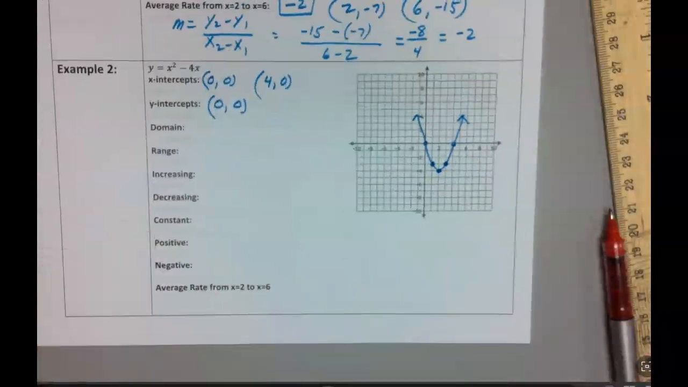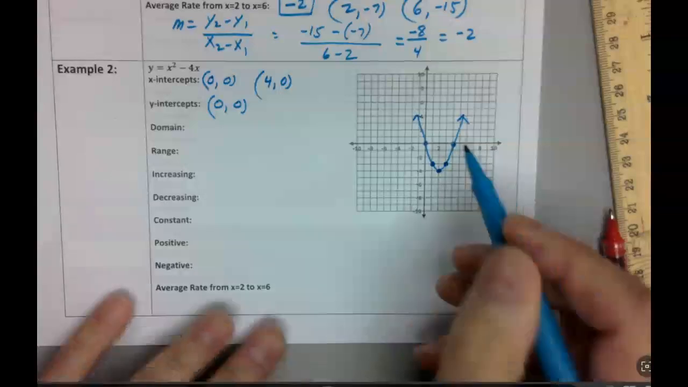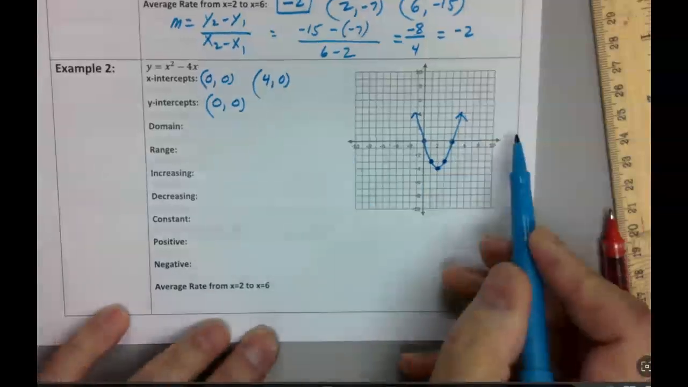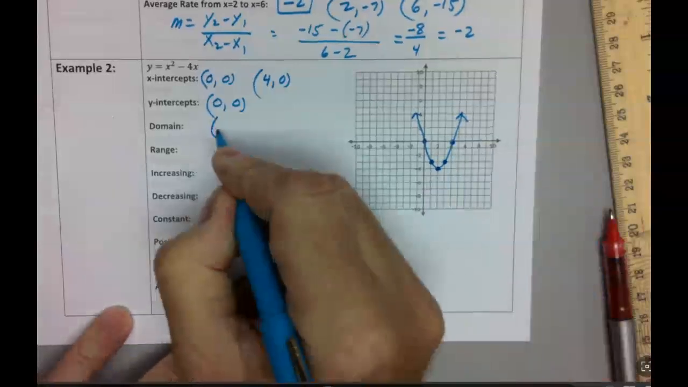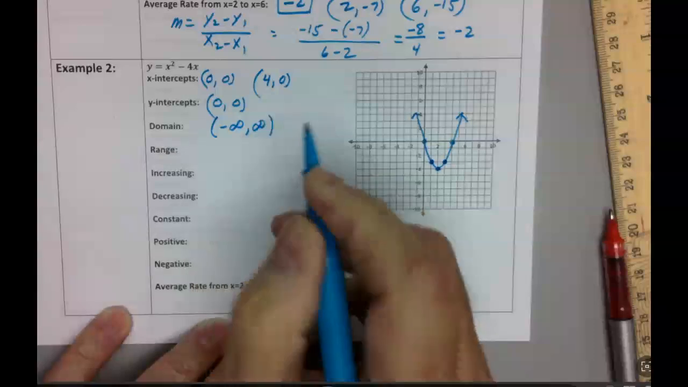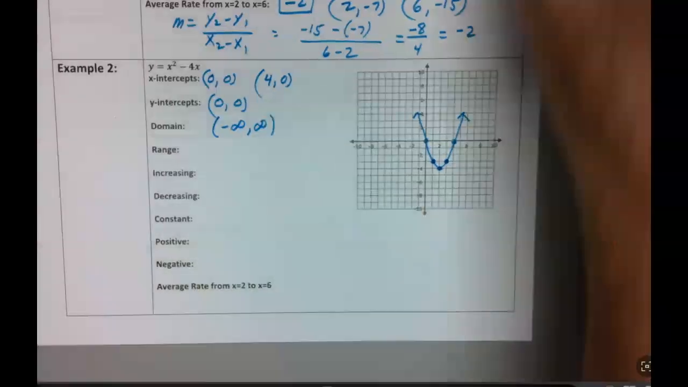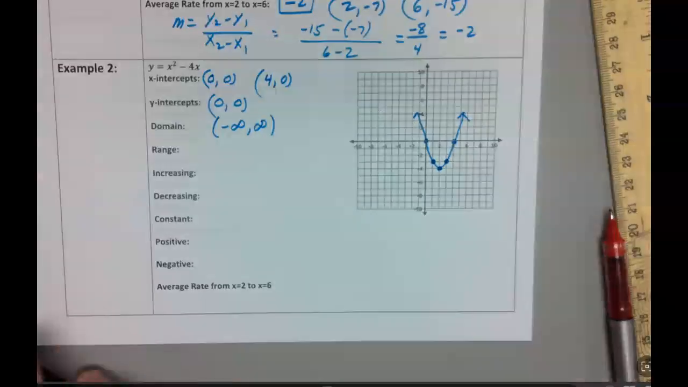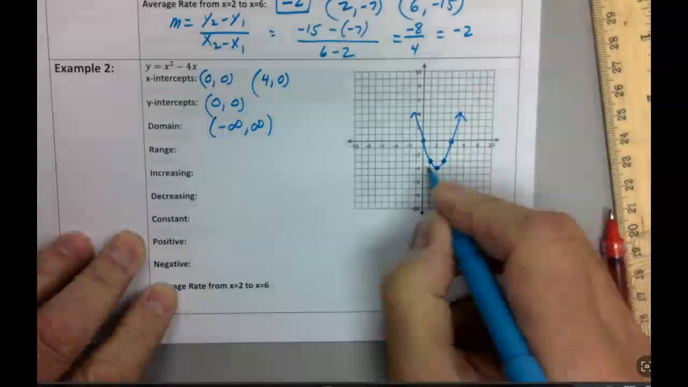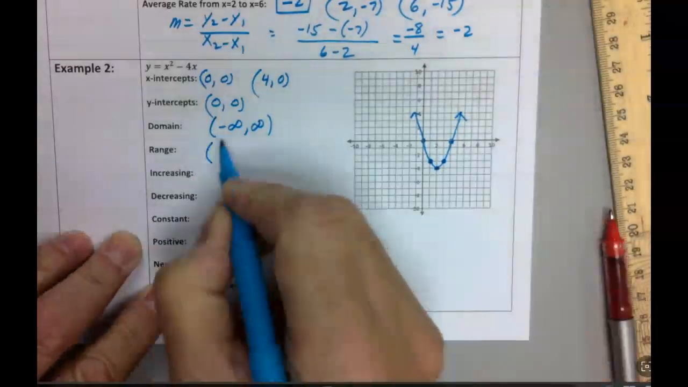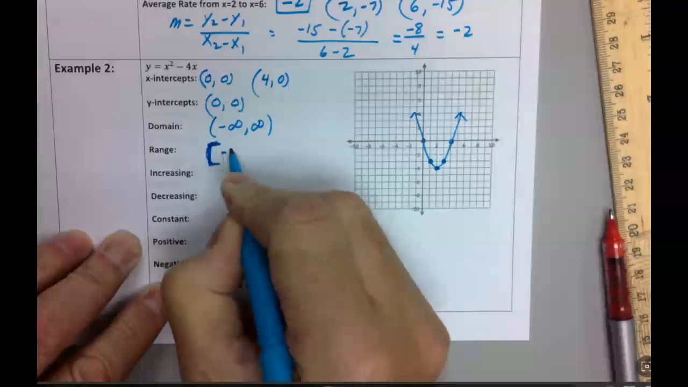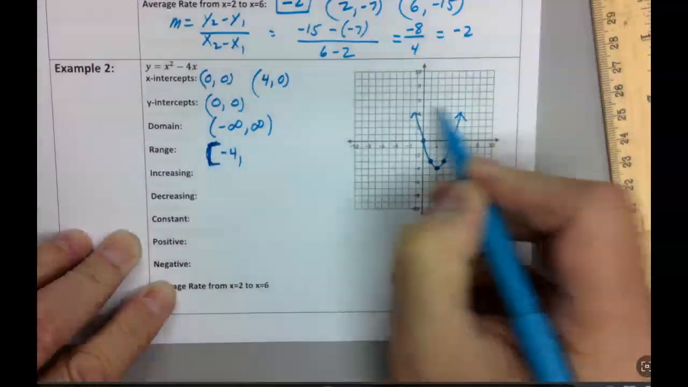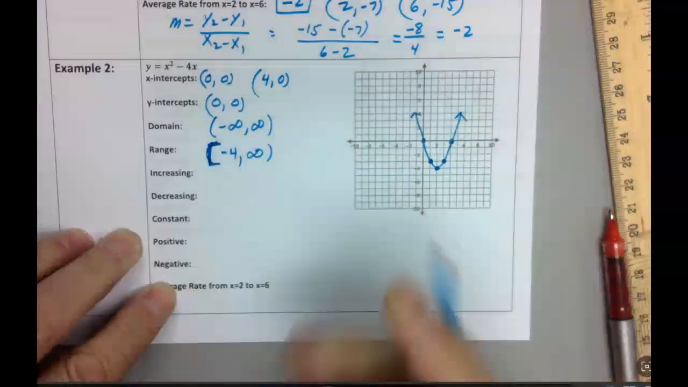All right, my domain is left to right, so it's going to be all real numbers. I can put whatever I want in for x. My range, if you remember, is floor to ceiling. So my floor is negative 4, with brackets because it is a point, and then the ceiling would be positive infinity, non-included, okay?